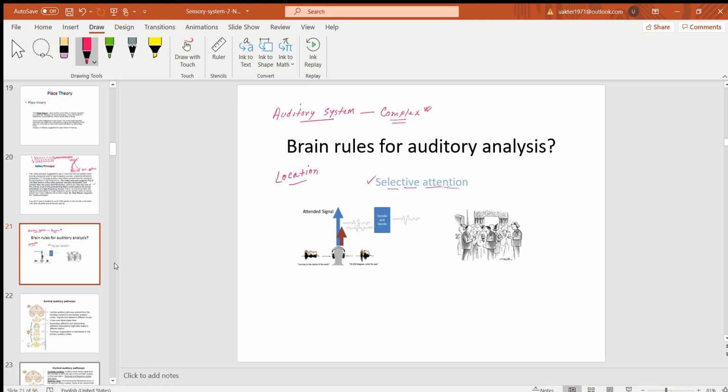So that is one, but there are other ways to analyze the auditory scene. We'll talk about those. Another one is stream segregation, stream analysis or auditory segregation. We'll talk about those. And this is called the cocktail party effect.